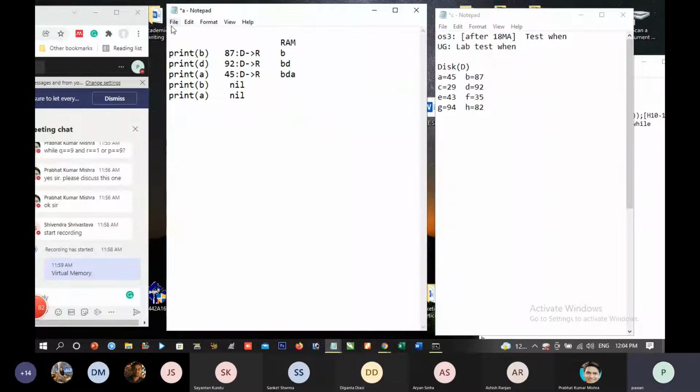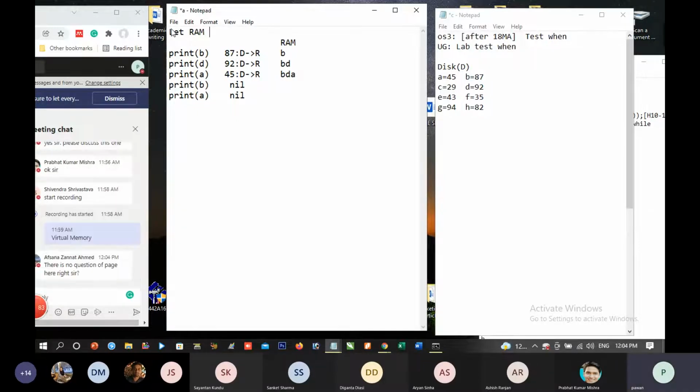Now, let RAM capacity be only 3. So not more than 3 variables can be stored. No, this is not a question on paging. It has nothing to do with paging for the time being. Is it correct? Yes. Now, RAM can only store 3 variables, and we have seen that it is storing 3 variables B, D, A.